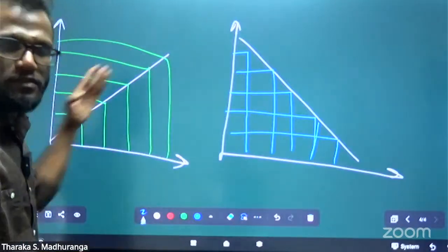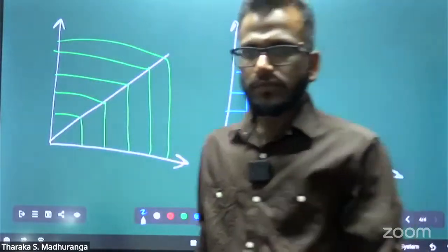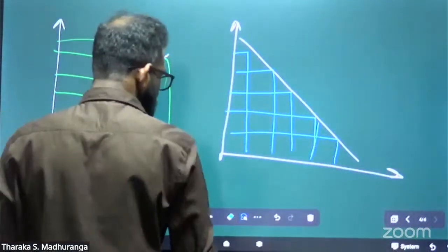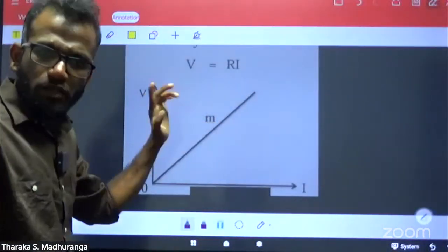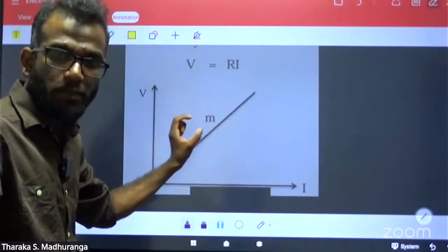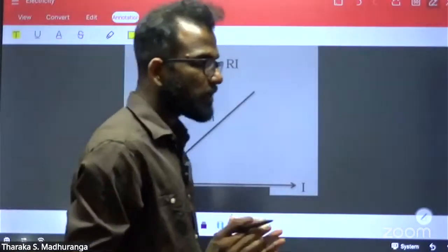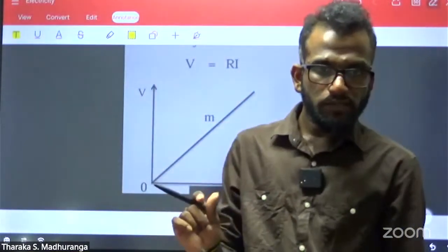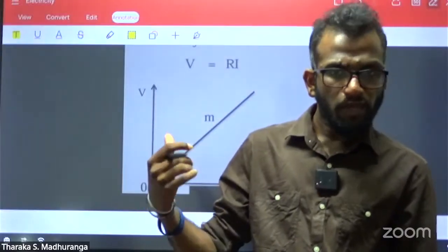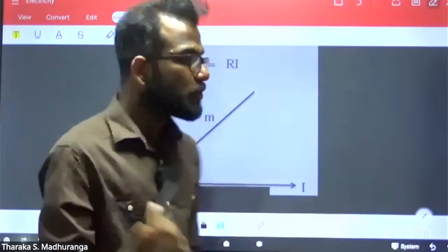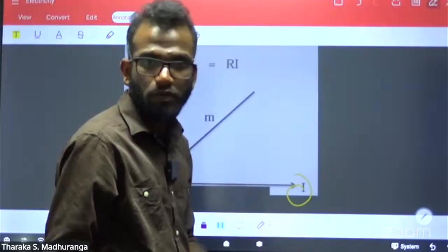If it is this type of line, it is directly proportional. Okay, this I and V changing, don't think about that. It depends on the experiment. Always, the changing factor in your experiment, the variable factor, you need to put on the x-axis. Always put it on the x-axis. That's a rule.